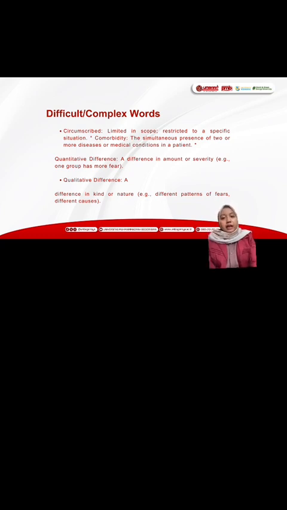Quantitative: a difference in amount or degree. One group has more fear. Qualitative: a difference in kind or nature, a different pattern of fear, different causes.